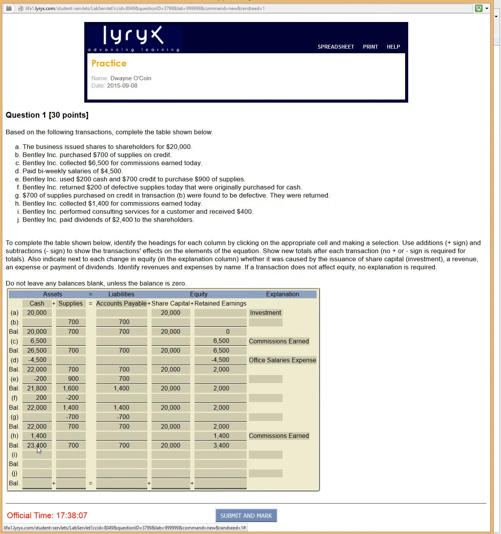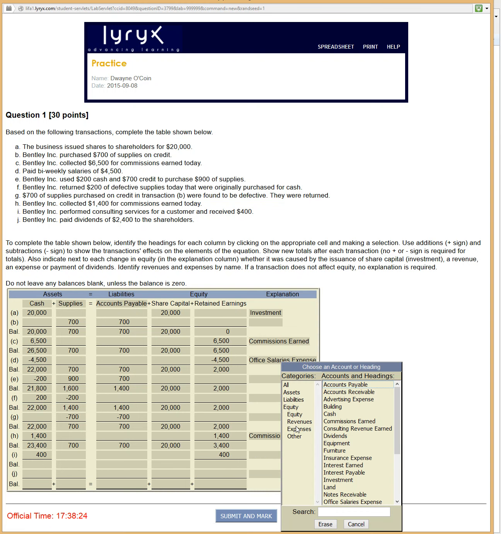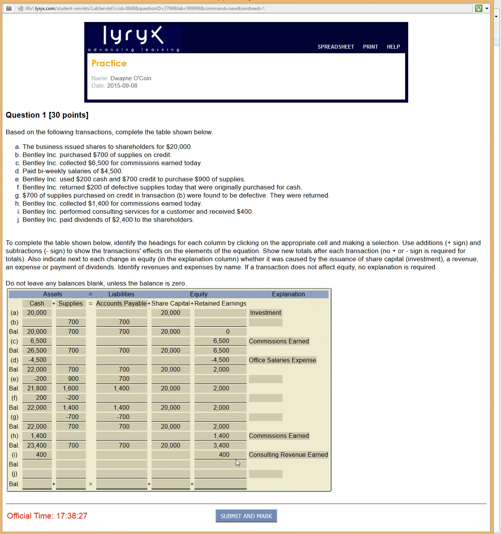I. They performed consulting services for a customer and received $400. So that means cash went up, and their consulting services are part of retained earnings, and the amount was 400. And once again, we're going to have to explain that because there's an equity impact. It is revenue, and it's consulting revenue. So once again, let's calculate the balances. And 3,400 plus 400 is the new balance there.